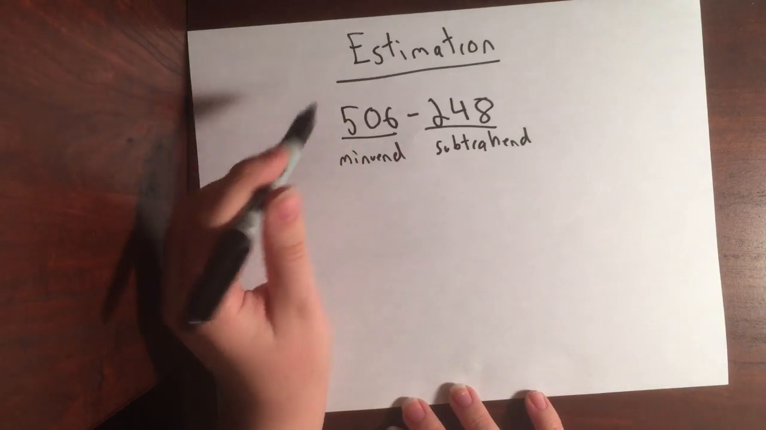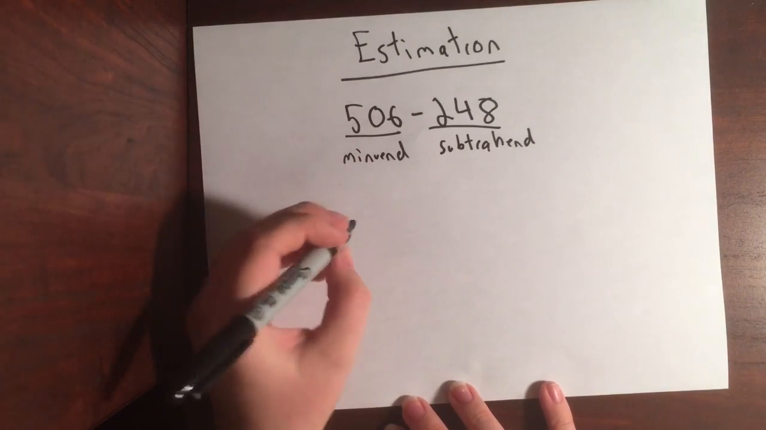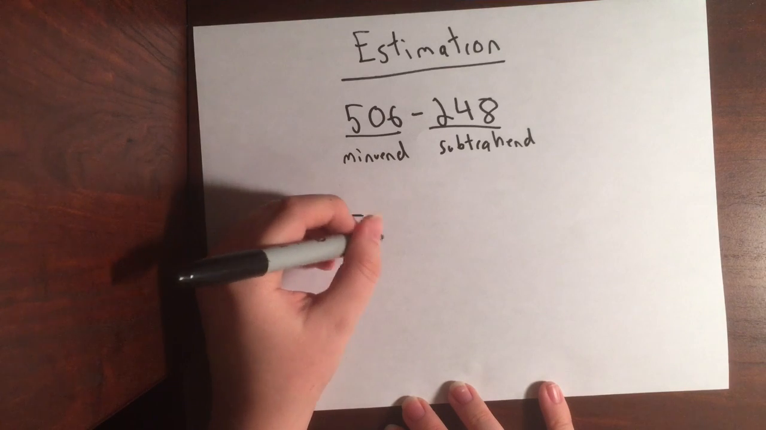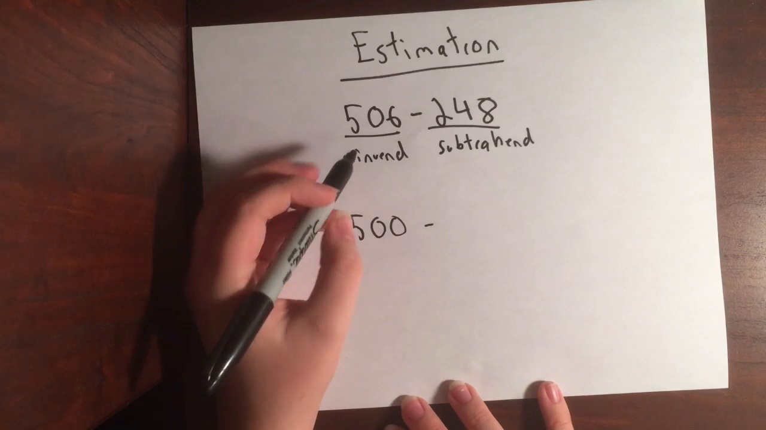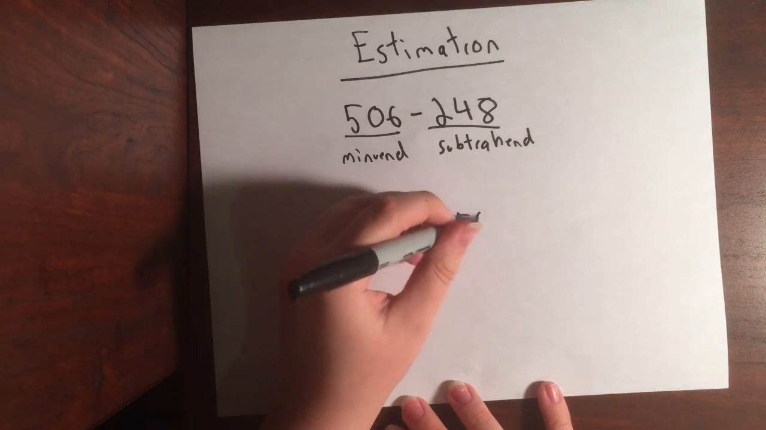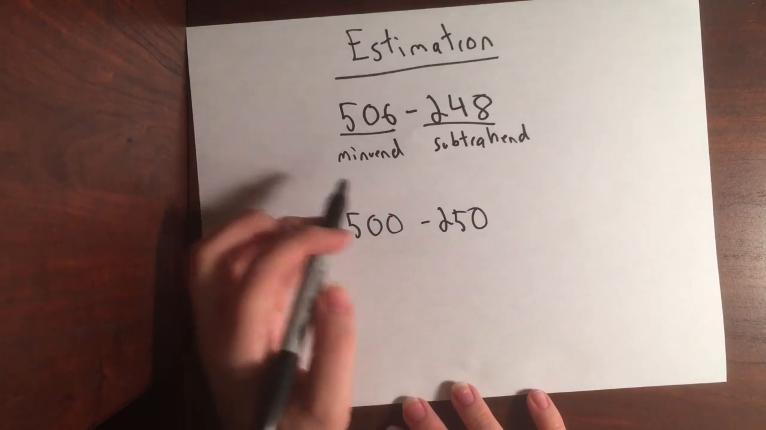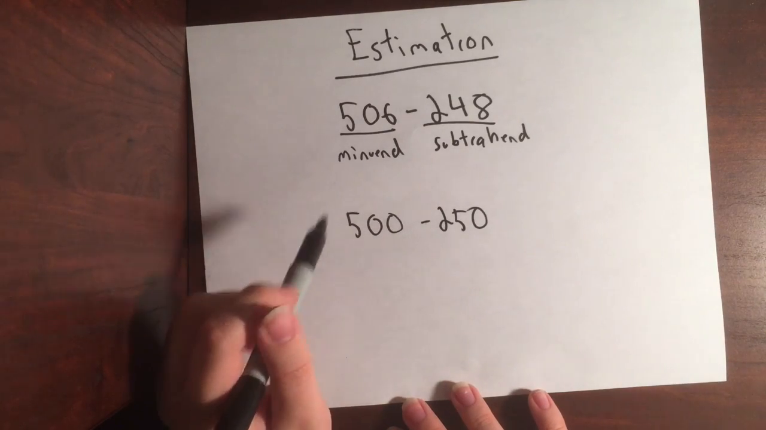But since we're estimating, let's use easier numbers to work with. 506 is pretty close to 500. And 248 can be rounded to 250. Now we have some very easy numbers to work with.